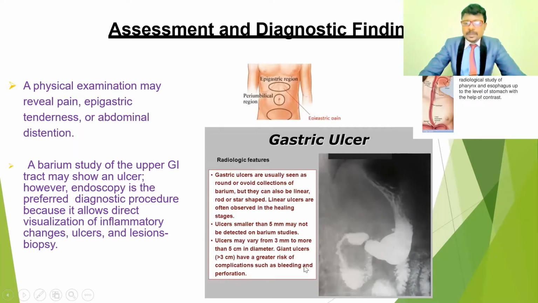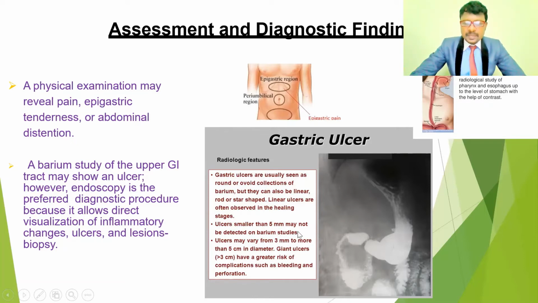So this depends upon the shape of the appearance of these ulcers, which tells us what type of ulcer it is. Is it an acute ulcer, or maybe the healing stage of the ulcer? The linear, rod, or star shaped appearance is commonly observed in the healing stage of the ulcers.